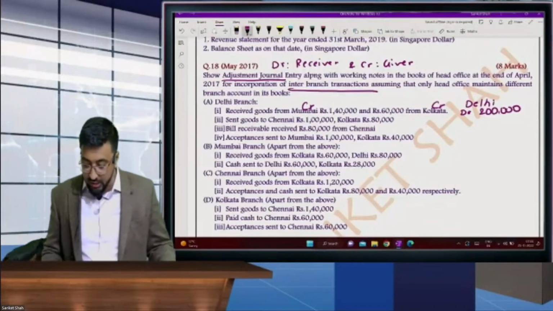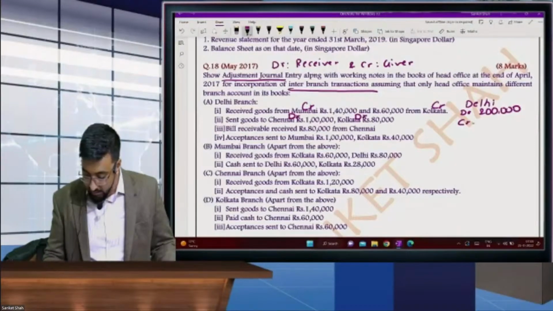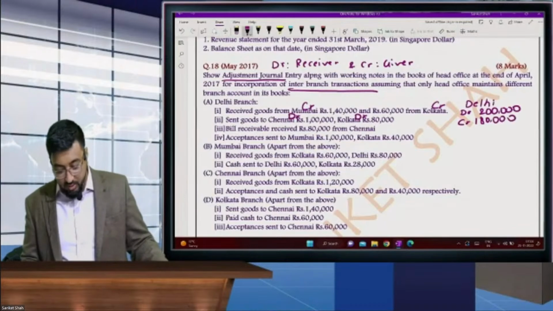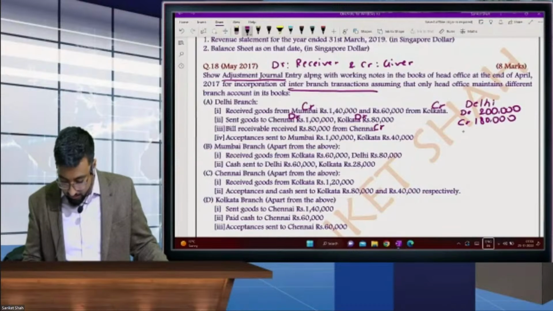Delhi sent goods to Chennai. So Chennai is receiver, Kolkata is receiver, and Delhi is giver of rupees 1,80,000. Bills receivable received 80,000 from Chennai. So Chennai is giver for the third entry, and Delhi is receiver for 80,000.